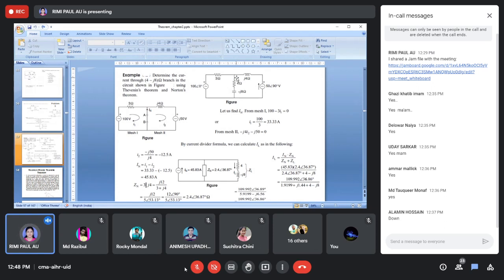If we get ISC, or IN, Norton's equivalent current, the short circuited current, you will get ISC and you will get Zn. Then you can find out what will be the IL. So this is Norton's theorem, I am showing you the solution method.